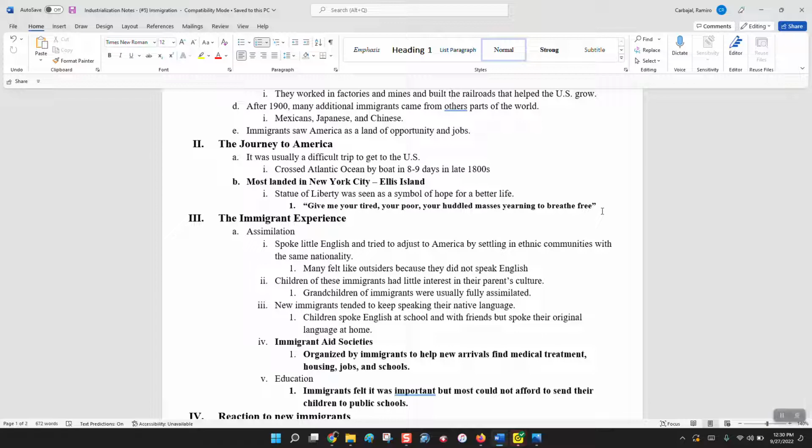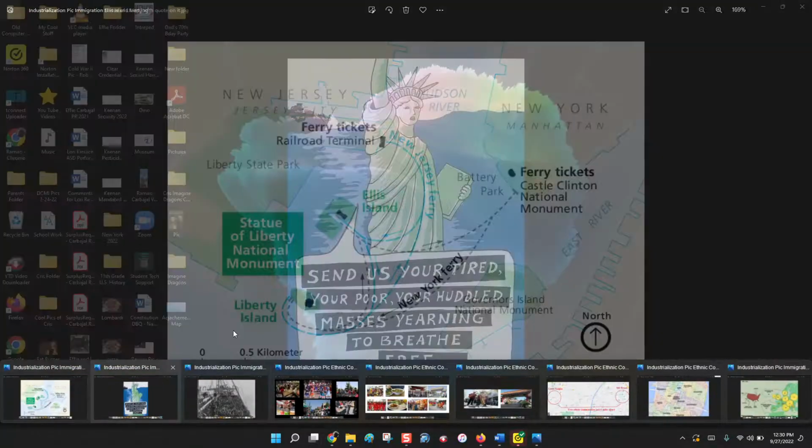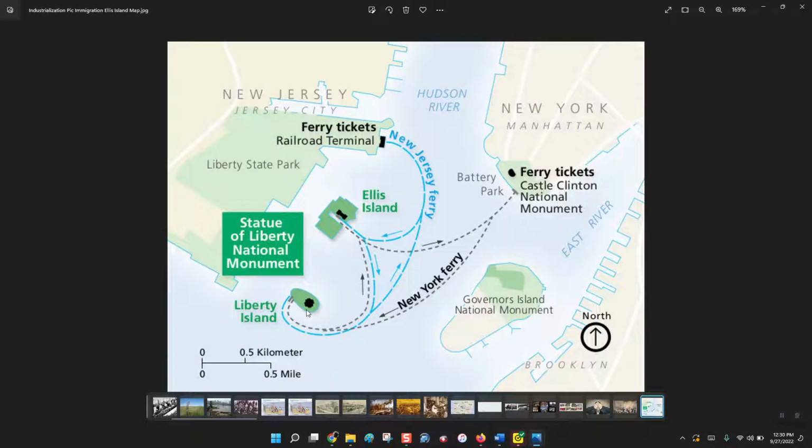We need more workers, so send them, send them, send them. And like I said, they're gonna come. They're going to go around, pass the Statue of Liberty, and land here on Ellis Island. Ellis Island is where they registered.